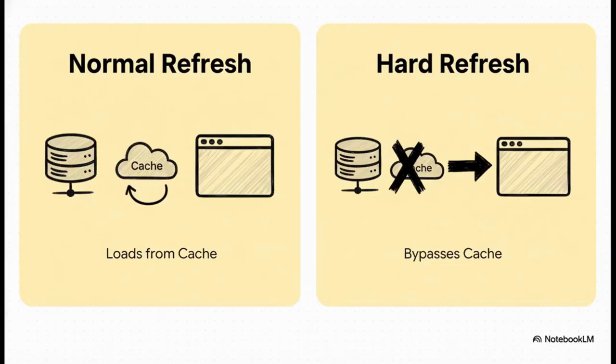It's essential that you understand the different types of refresh when you're doing SEO work. A normal refresh, just hitting F5, might serve you a page from your browser's cache. That means you might not be seeing your latest changes. A hard refresh, however, forces the browser to completely ignore the cache and fetch a brand new copy from the server. This shows you exactly what a search engine crawler is seeing.